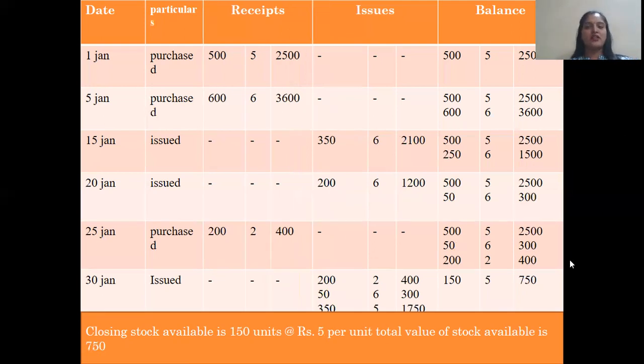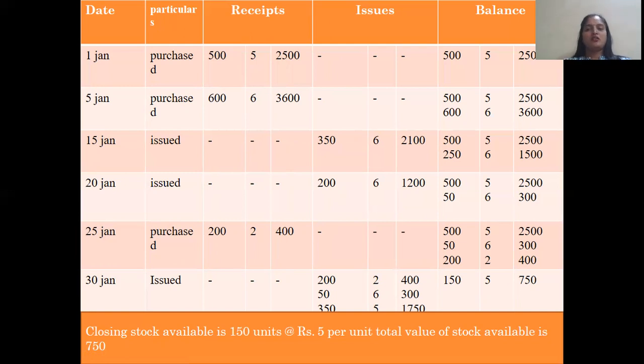See, we have done under the Lifo method. Now, let us move on to the Lifo method. On 1st January, purchased 500 at the rate of rupees 5, amounted to 2500. What is the balance available?